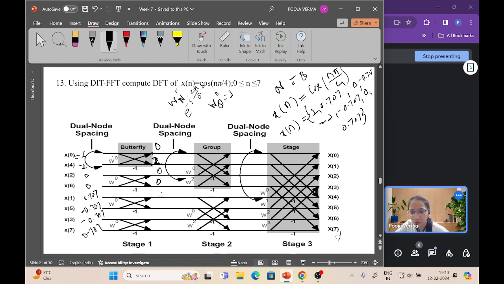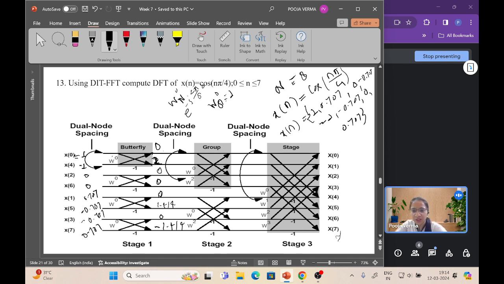Similarly we have to compute for this line also. 0.707, W8^0 is 1, so 0.707 and 1 multiplied by minus 0.707. So 0.707 minus 0.707 will come 0, right? Similarly in this line, you will get 0.707, and then minus 1 and minus 0.707 will be plus 0.707, then 0.707 plus 0.707 you will get 1.414, right? Similarly here, it is a plus, you will get 0, and here minus 0.707 minus 0.707, you will get minus 1.414. Okay.